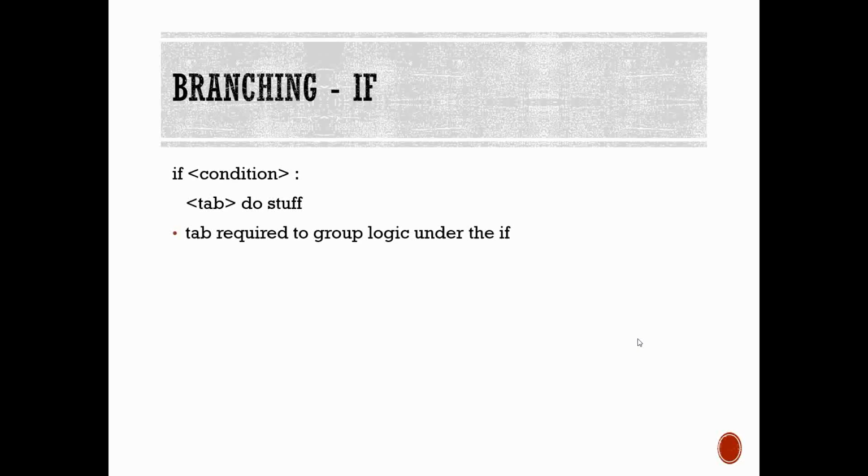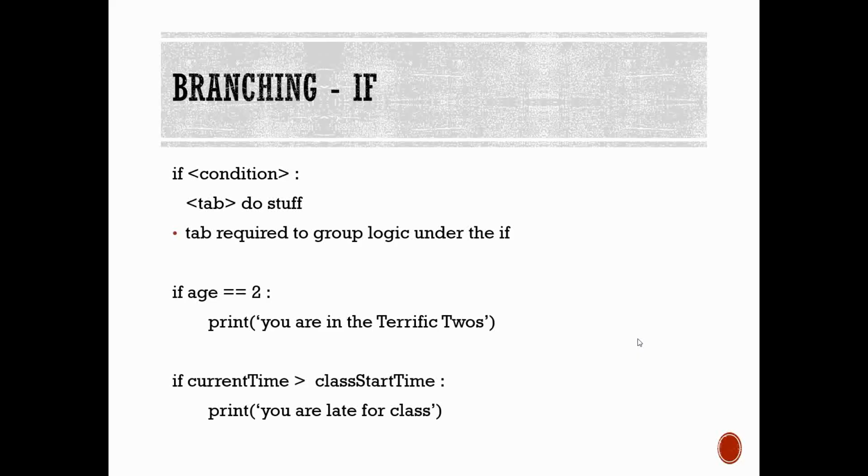So here is an example. If age is equal to 2, that means exactly equal to 2, we're going to print to the screen, you're in the terrific 2s. Here's another example. If current time is greater than class start time, I have the full colon, tab in, print, you are late for class.